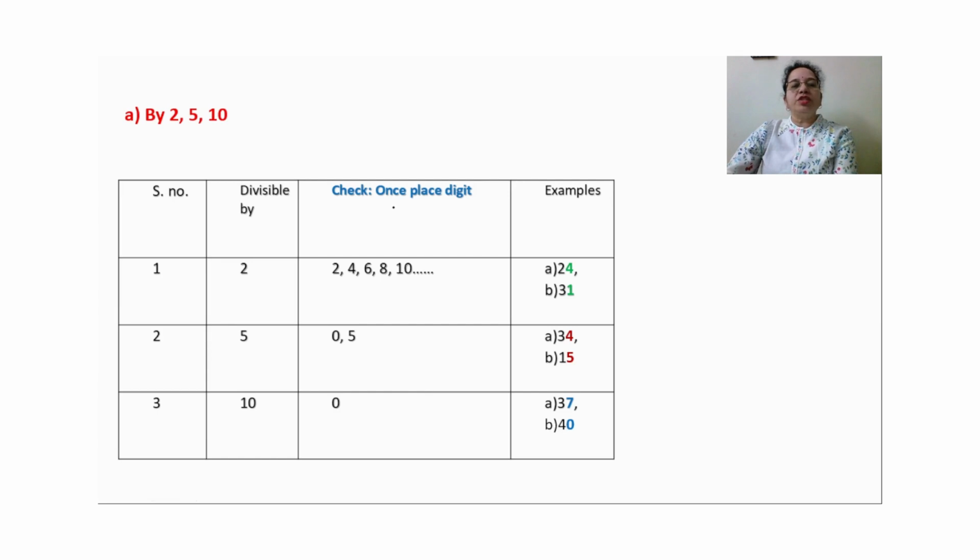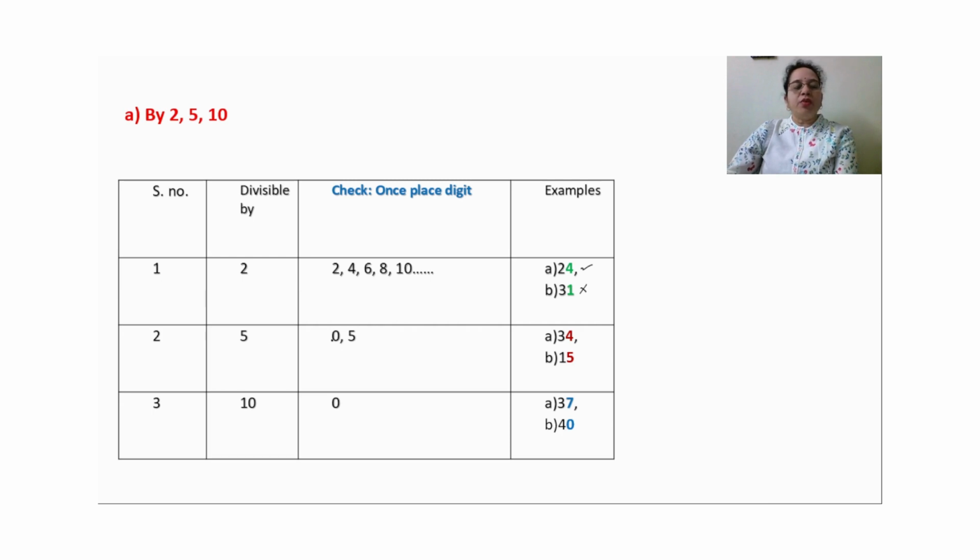So here we check the ones place digit. If the ones place digit is 2, 4, 6, 8 or 0, then the number will be divisible by 2. So here you can see the ones place is 2. It means the number is divisible by 2. Here the unit place digit is 1, that is not 2, 4, 6, 8 or 0. So this number is not divisible by 2.